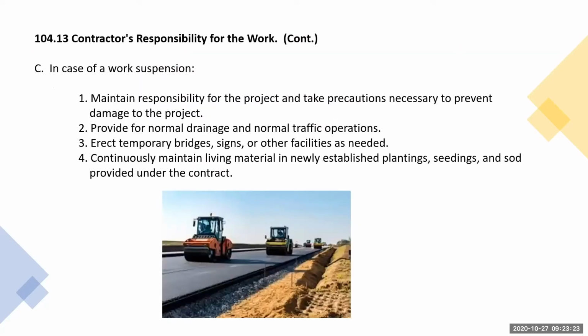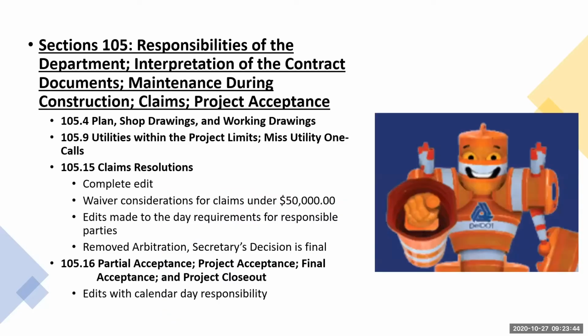Just a continuation of that particular part of how to, in case the work is suspended, roles, responsibilities, it's listed out rather than in paragraph format. If it's going to be suspended, we want vegetation, keep damage, and there needs to be a definite responsibility role there. 105 is the department's responsibilities.